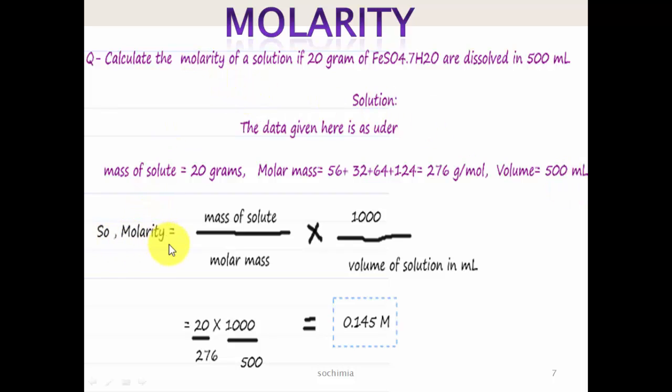So we are putting this equation here. Molarity is equal to mass of solute in grams divided by molar mass in grams per mole, into 1000 divided by volume of solution in milliliters. So this is the milliliter formula with 1000 here. Putting all these numbers in, we get 0.14 mole per liter as the molarity of this solution. I hope it's simple because we have the data and can calculate the required parameter.